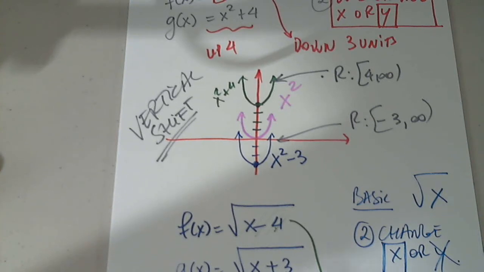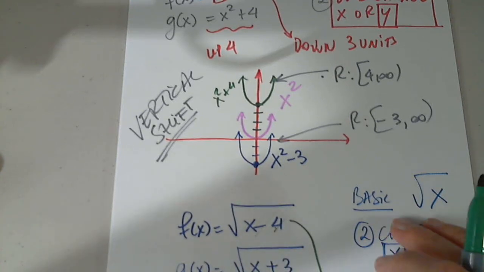Also this one, I have to write x plus 3 greater than or equal to 0, which makes x greater than or equal to negative 3. Don't get confused. It's not going to the right. It's going to the left 3 units.